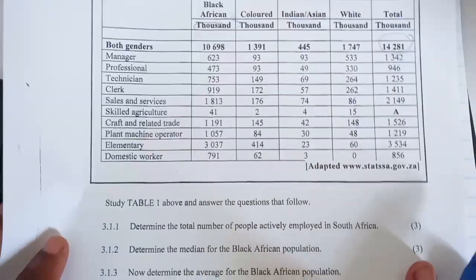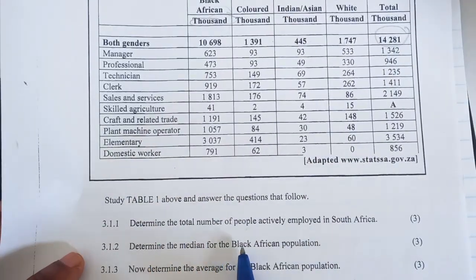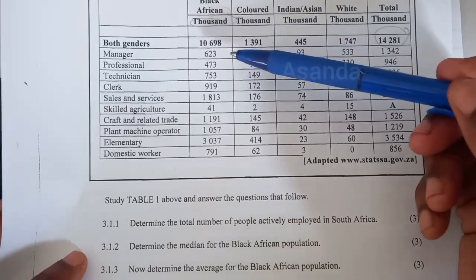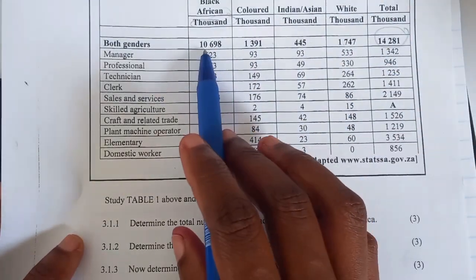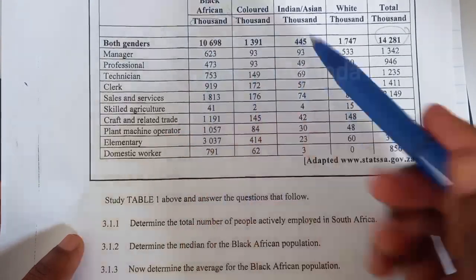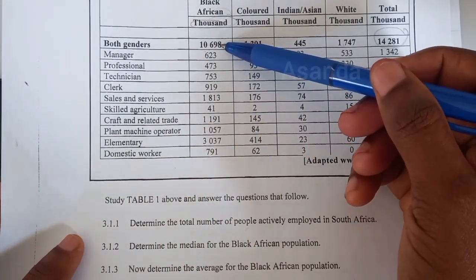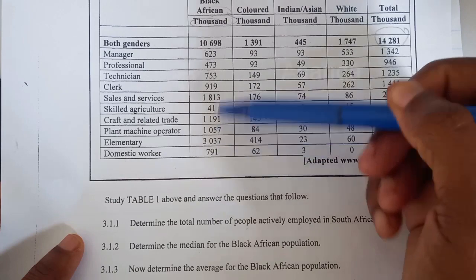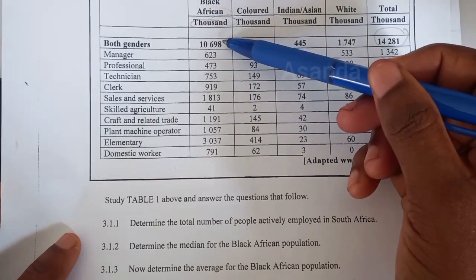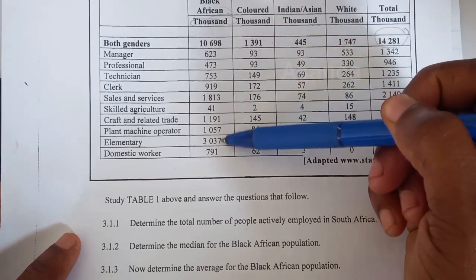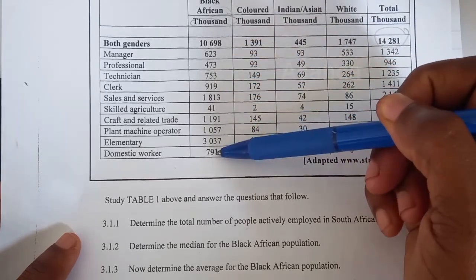Right, so we're going to go to the next question, which says determine the median for the Black African population. So we're going to look for the median here. You see, this is the total here, and for the median, you shouldn't include that. That's just the total of the data, right? So make sure that when you take your numbers for the median, you don't include the total, because the total just added them all up. It's not part of the actual list of the data.